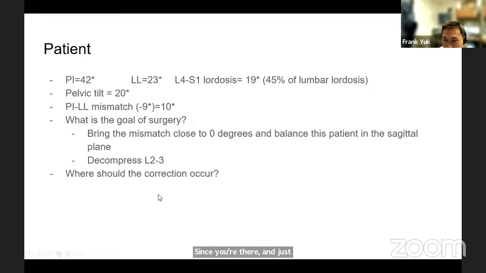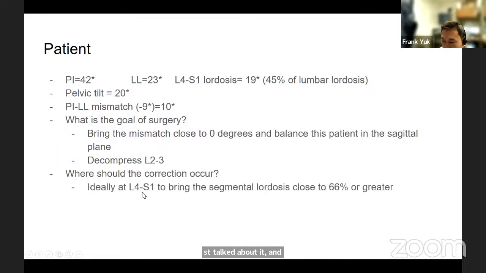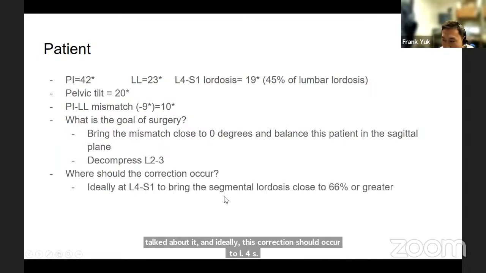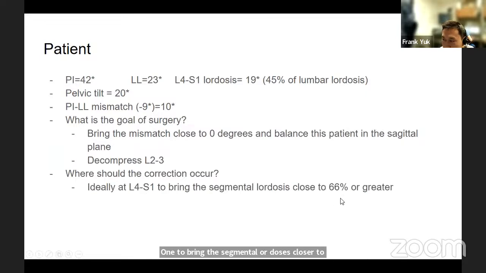And so where should this correction occur? We just talked about it. Ideally, this correction should occur at L4 to S1 to bring the segmental lordosis closer to 66%, because currently his L4 to S1 segmental lordosis of 19 degrees is only 45% of his total lumbar lordosis. And so he's currently mismatched. So if we can get the 10 degrees of correction at L4 to S1, then we can bring the segmental lordosis closer to 66%.